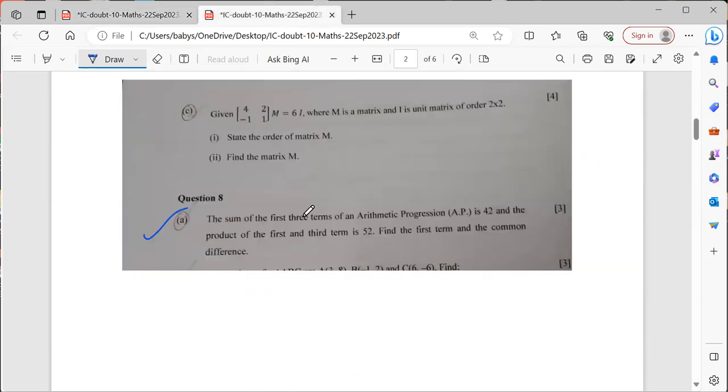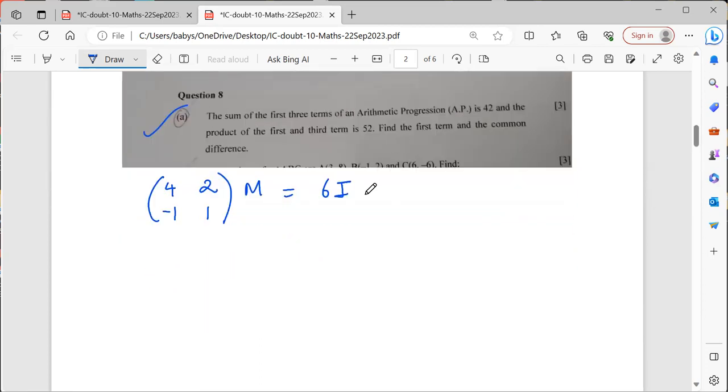It's given that this sum is 4, 2, minus 1, 1, M into M is equal to 6I. So there is a matrix which is given to me. It's a 2 by 2 matrix, 4, 2, minus 1, 1 into another matrix M. I still don't know the order. It is equal to 6 into I, where M is a matrix, and I is a unit matrix of order 2 by 2. So 6I means unit matrix.